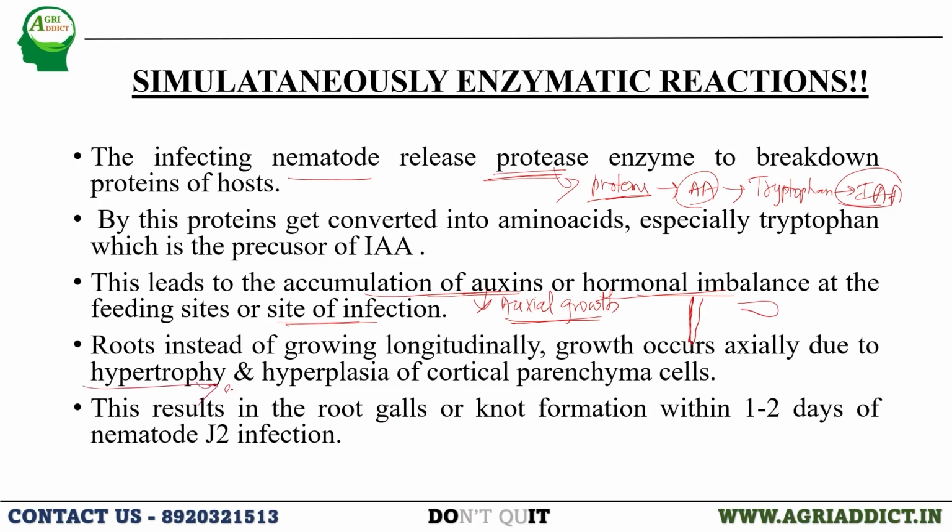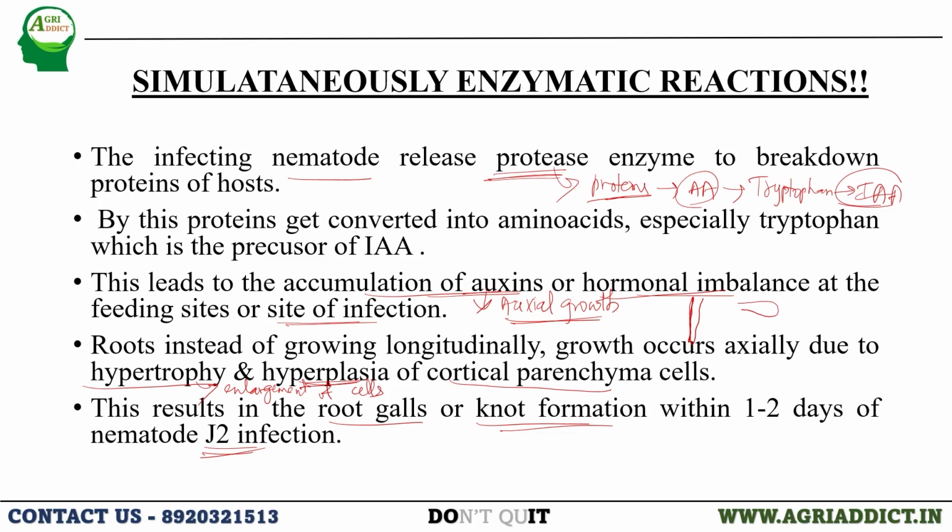Hypertrophy is enlargement of cells in size. Hyperplasia is when the number of cells increases in the cortical layer, that is the parenchyma cells present in the cortex. This results in the formation of the typical symptom called root galls or knot formation, which takes place within 1 to 2 days of the infection caused by J2. The two important things you have to remember: formation of giant cells, which takes place by karyokinesis without cytokinesis, and how hypertrophy and hyperplasia are formed.